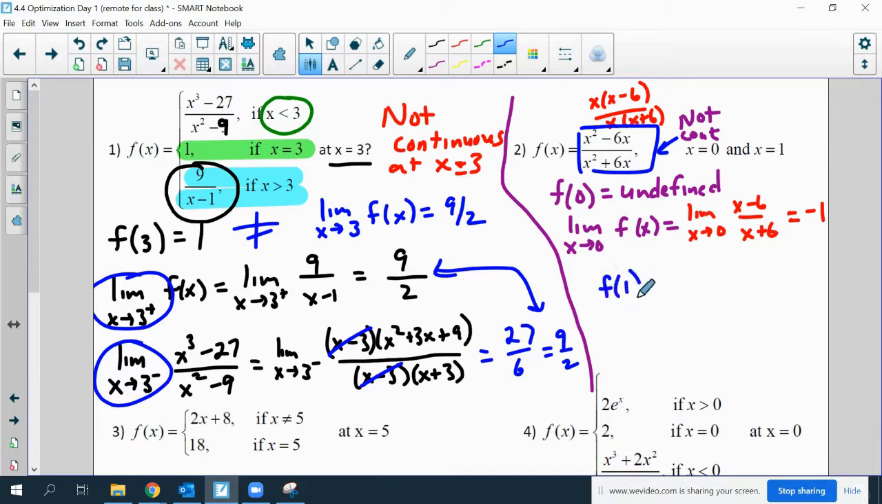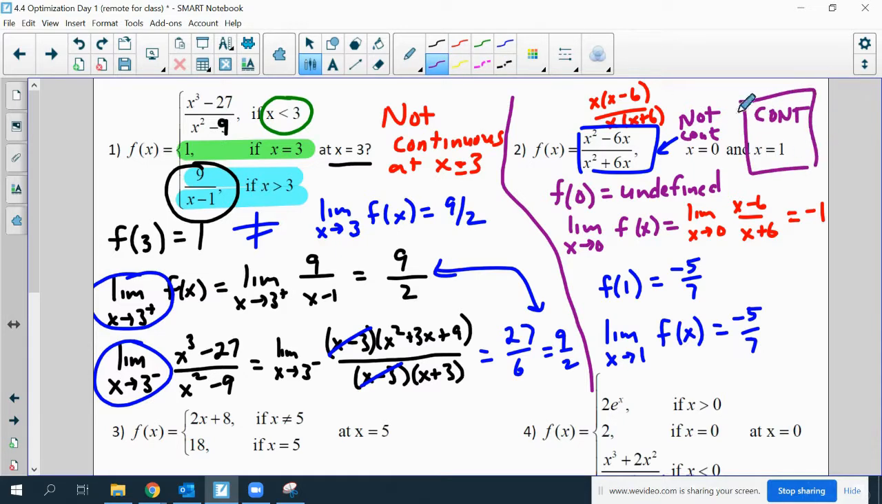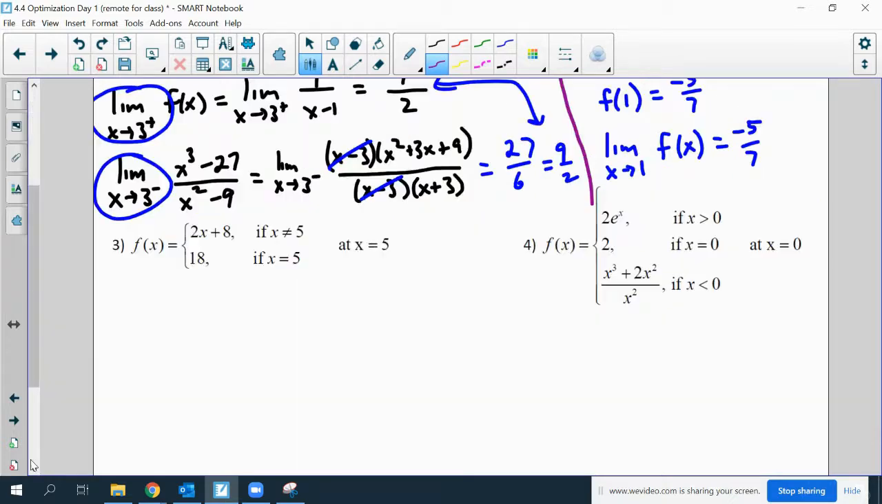So now let's deal with 1. F of 1, I can just plug in 1 and I get negative 5/7. And also the limit as x approaches 1 of this function. Once again, there's no problem. It's not an indeterminate form. I can literally just plug in 1 and I get negative 5/7. So the function is continuous at x equals 1, and it's not continuous at 0.